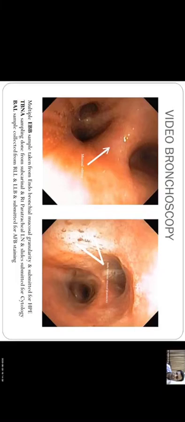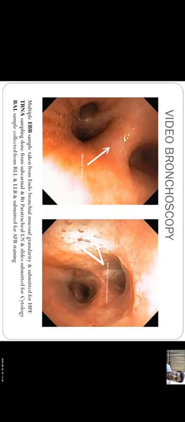So again, video bronchoscopy was done. You can see mucosal edema in the secondary carina. So multiple endobronchial biopsies were taken from endobronchial mucosal granularity. I'm sure you can appreciate endobronchial mucosal granularity in the second pic on the right-hand side. It is characteristic of a disease. It is called cobblestone appearance.